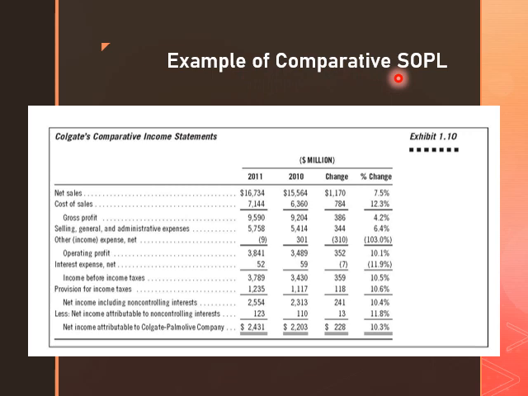So yang ni adalah example of comparative SOPL. So kalau you tengok kat sini, dia buat untuk 2 tahun 2010 dan 2011 dan dia tengok the change.